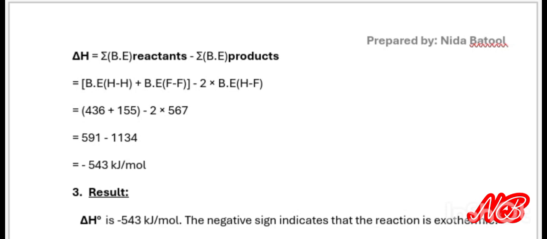So we'll write the value of binding energy of the reactants, which are hydrogen and fluorine. We are going to add it, and then we are going to minus the binding energy of hydrogen fluoride from this. And according to the chemical equation, we know that we have 2 moles of HF, so we are going to multiply the value with 2, add the next two values, and we get the value of minus 543 kilojoule per mole. The negative sign shows that the reaction given is exothermic, because minus is always the negative enthalpy for an exothermic reaction.